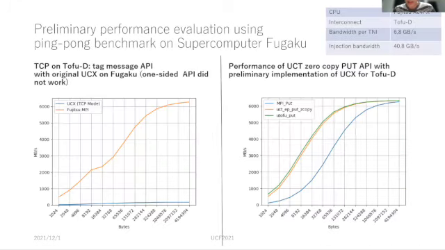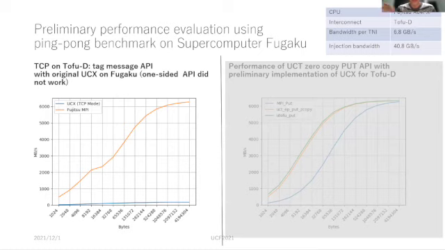So the next slide shows two kinds of evaluation. First of all, I will explain the left-hand side. This figure shows the bandwidth of the original UCX with the TCP protocol on Fugaku, and we compare the result with Fujitsu MPI. Because we couldn't use the one-sided put API on Fugaku with the TCP protocol, we use the tag message API to measure and compare the performance of these two libraries.